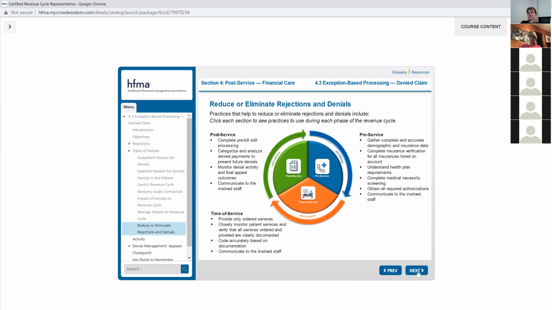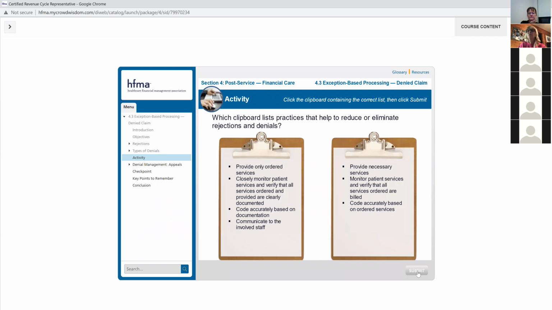Oh, activity. Which clipboard list practices that help to reduce or eliminate rejections and denials? Oh, I'm doing it on mine. The left one. It's just spinning. Oh, you have to submit. I'm such a dope. Okay, we got it right. Yeah, sorry, I didn't understand the little radiate. No, me neither. And then I didn't submit until I was like, why are we both spinning? Because I have it open on my computer too.